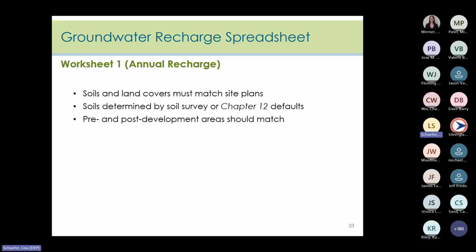So here are some tips when using or reviewing the inputs of the spreadsheets. The land cover you select for use in the sheet should also be reflected in the plans and hydrologic computations. You're also going to have to know the acreage and the soils information. The sum of the acreage for all of the pre-construction land segments has to equal the sum for the post-construction land segments.